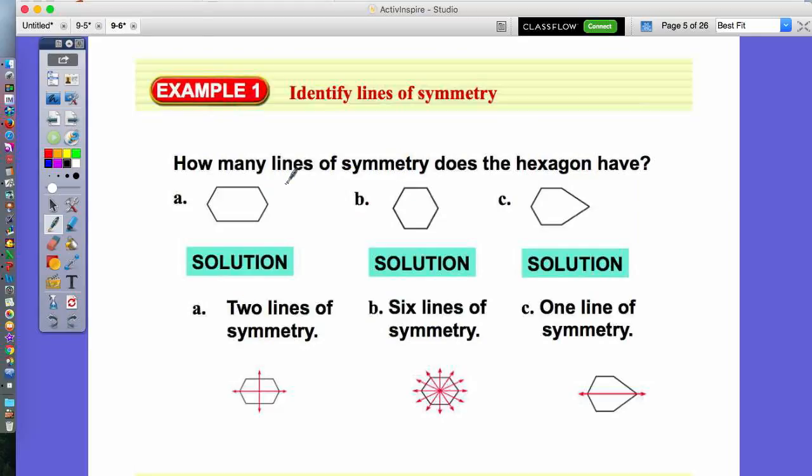So here are some examples of some hexagons. This first six-sided hexagon has two lines of symmetry. This regular hexagon has 6 congruent sides and 6 congruent angles, which means it's going to have 6 lines of symmetry. This hexagon has 1 line of symmetry. It's important to note that a regular polygon will have the same number of lines of symmetry as sides it has. So a regular hexagon has 6 lines of symmetry. A regular octagon has 8 lines of symmetry. If I had a regular pentagon, it would have 5 lines of symmetry.